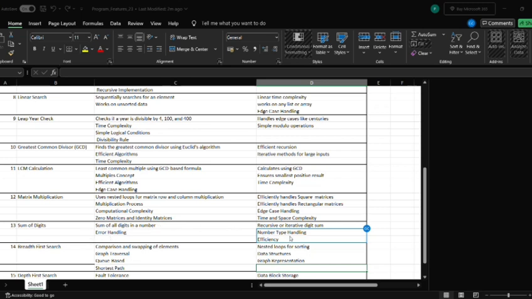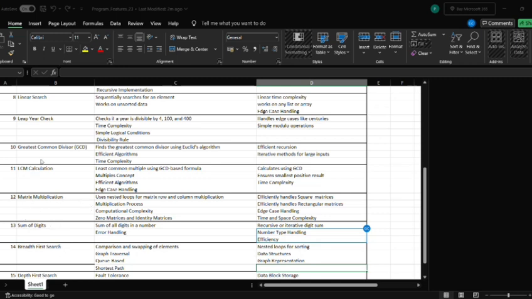13. Breadth-first search, BFS: graph traversal. BFS explores a graph level by level, visiting all nodes at a given depth before moving to the next depth. Queue-based: BFS uses a queue data structure to keep track of the nodes to be visited.